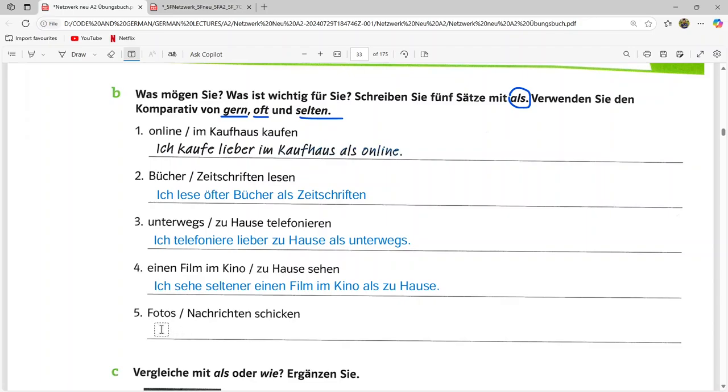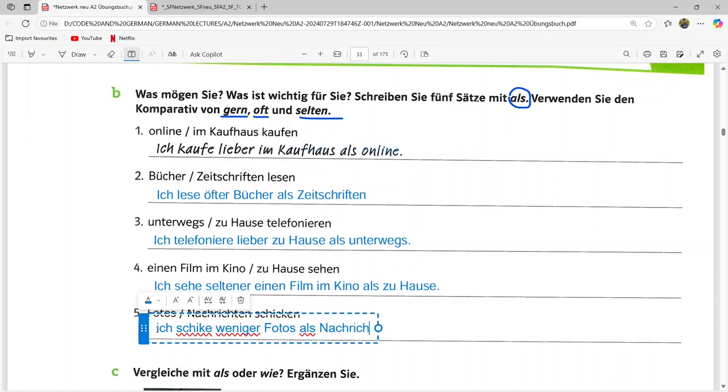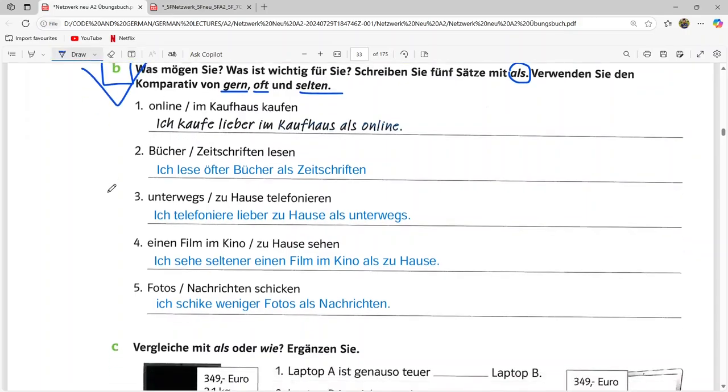Okay, so I will use new adjective here. So ich schicke weniger Fotos als Nachrichten. So I send less photos than messages. Okay, so in this way this task is also completed. Move on to the next task.